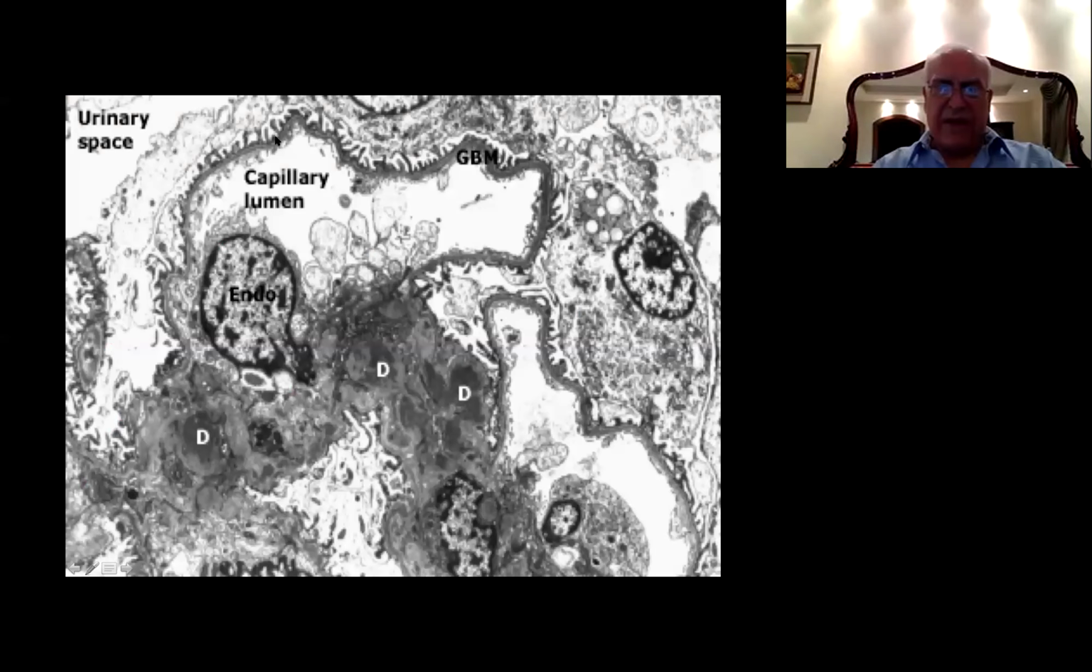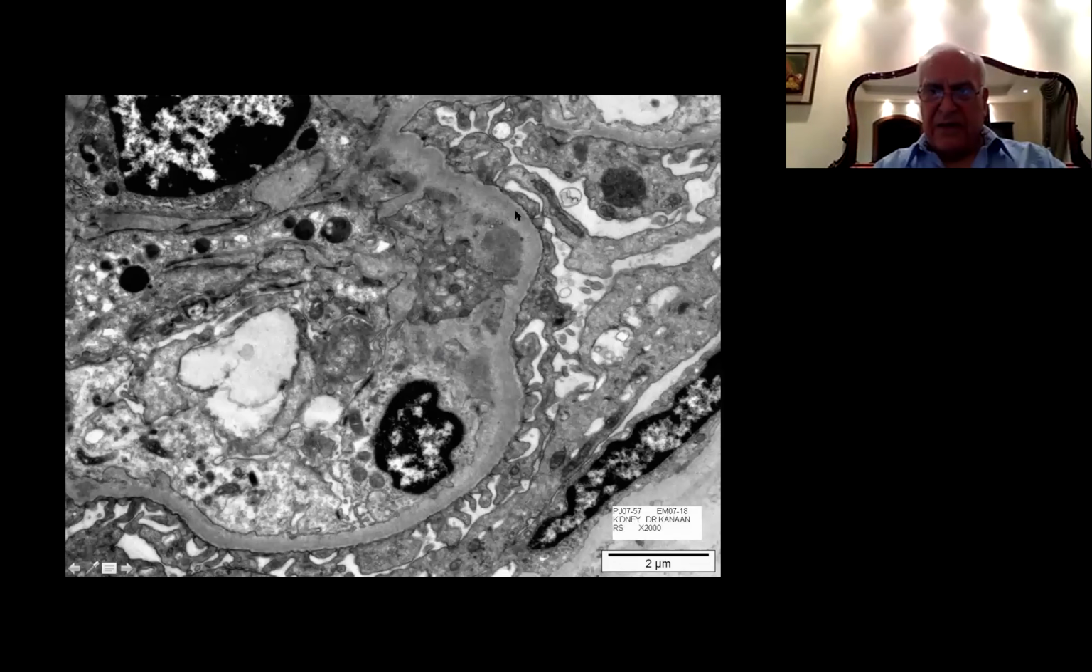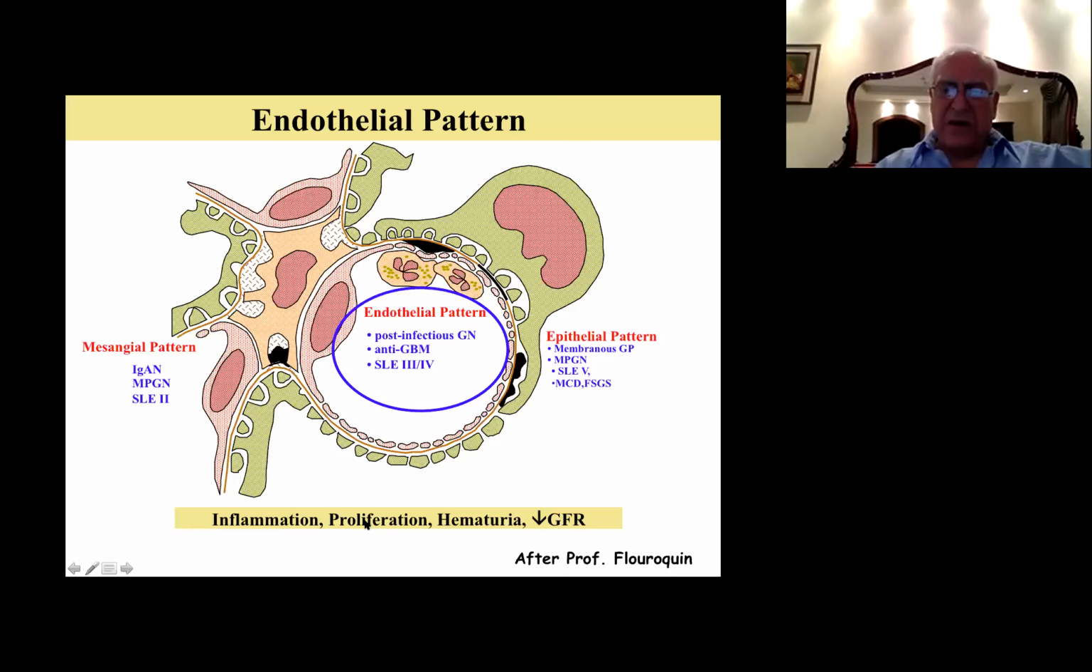Deposits, capillary basement membrane looks perfect. These are the immune complexes that present in the mesangium. Same thing, nothing in the basement membrane, most of it in the mesangium. What about the endothelium that I alluded to? Inflammation, proliferation, hematuria, decreased GFR. That's the classic of what you see in GN.